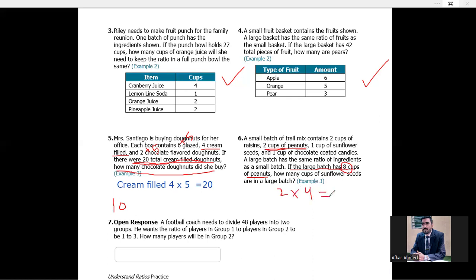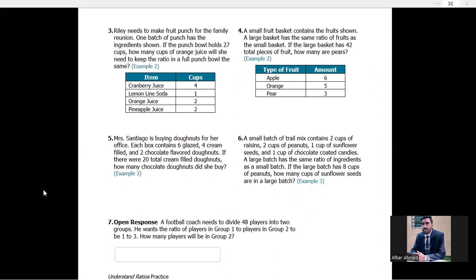So it means I have to multiply all the numbers of cups. If it's raisins, I will multiply it by 4. If it's sunflower, I will multiply it by 4. The same number, like we did in questions 3, 4, 5, and 6. And 1 cup of chocolate, so I will also multiply it by 4. Okay. Now this is the main question. How many cups of sunflower? So you will find here how many cups of sunflower. 1 times 4. So how many cups of sunflower will there be? 4. Same thing we will use to answer the next question.